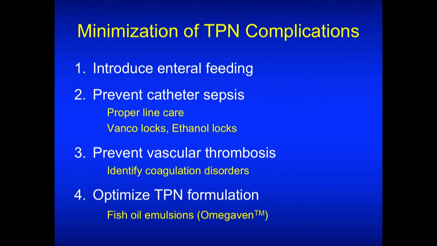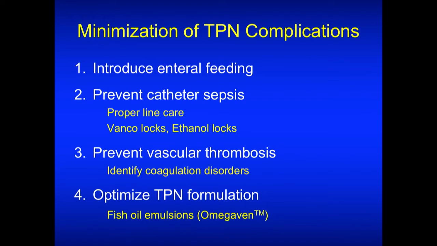So how do we prevent and minimize TPN complications? As I mentioned before, emphasizing weaning and introducing enteral feeding. Proper care of the catheter and preventing catheter infections, and you're going to hear a lot more about that from Lori Rayan after me. And preventing vascular thrombosis. Particularly a lot of the adult patients that we treat, we will find procoagulation or prothrombotic disorders that they were born with. So it's important to identify these disorders, these genetic disorders, and place people on anticoagulation if that's necessary.